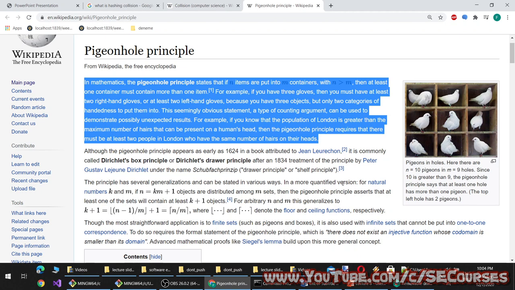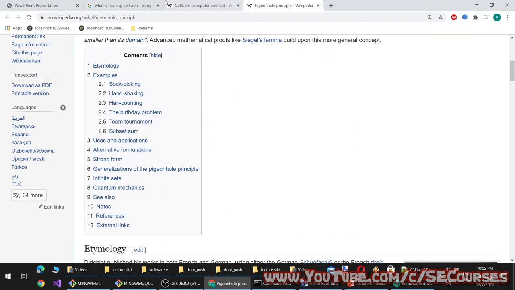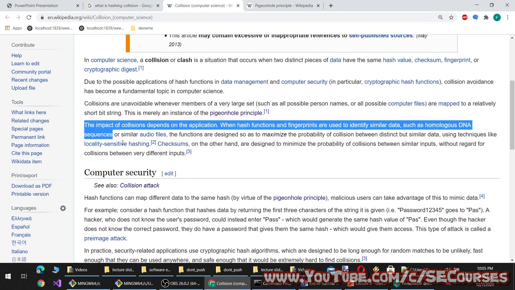For example, if you have three gloves, then you must have at least two right-hand gloves or at least two left-hand gloves, because you have three objects but only two categories of handedness to put them into. This seemingly obvious statement, a type of counting argument, can be used to demonstrate possibly unexpected results. For example, if you know that the population of London is greater than the maximum number of hairs that can be present on a human's head, then the pigeonhole principle requires that there must be at least two people in London who have the same number of hairs on their heads. Okay, it's a simple principle.